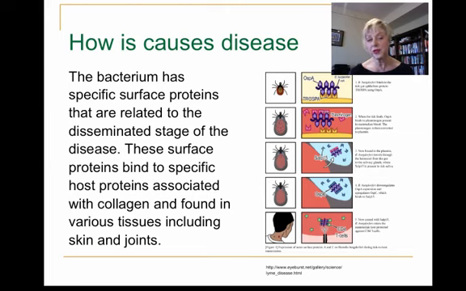It has specific surface proteins that are able to fool the immune system, if you will, by binding to and associating with collagen. And this produces a situation where the immune system sees human collagen associated now with specific proteins that are foreign from the bacterium. This itself often elicits an immune response.